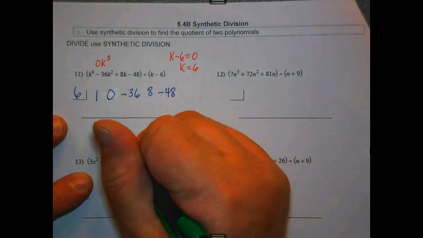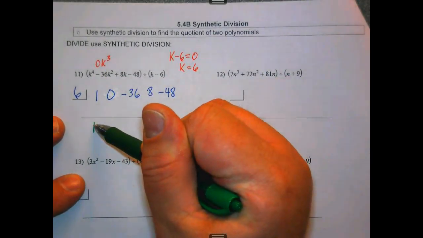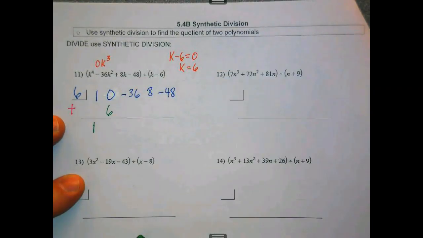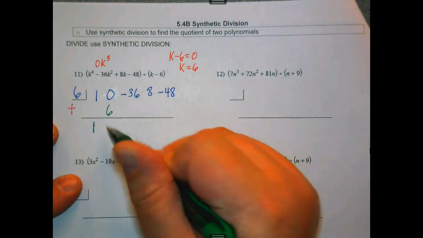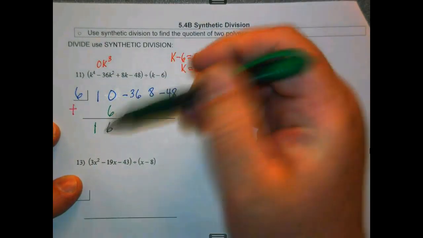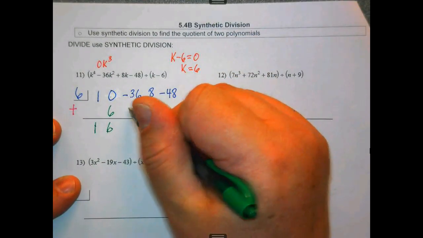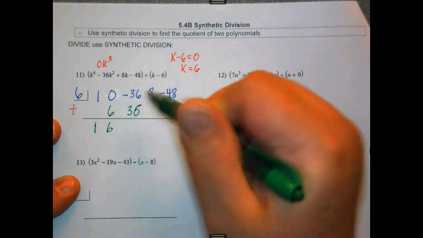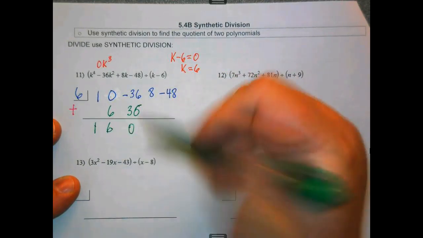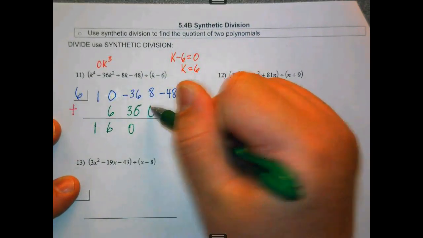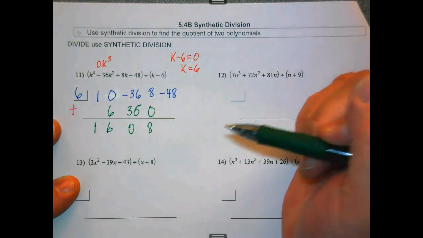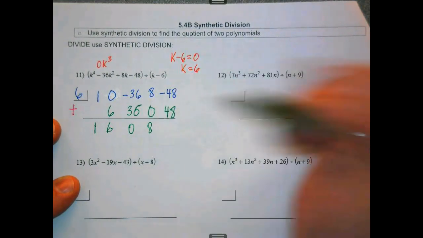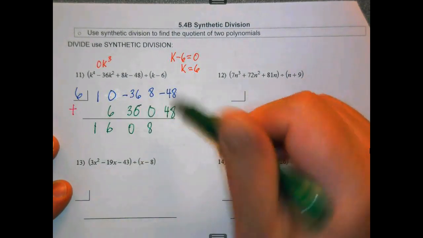Okay, bring down the 1. 1 times 6 is 6. Don't forget we're adding this time with synthetic division. 0 plus 6, 6. 6 times 6, 36. Negative 36 plus 36, 0. 0 times 6, 0. 8 plus 0, 8. 8 times 6, 48. Negative 48 plus 48, 0.